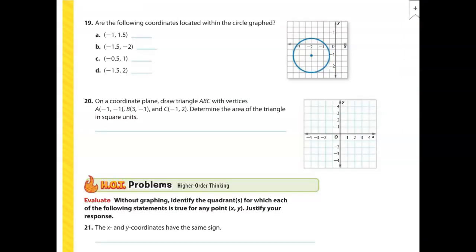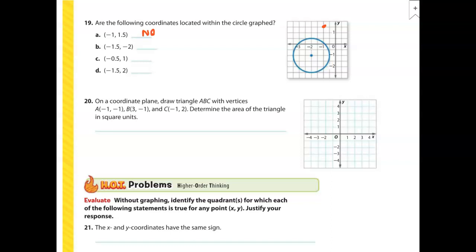Okay, number 19 says, are the following coordinates located within the circle graphed? So you're going to find the point and then say yes or no whether they're inside the circle. We'll do the first one together, -1 and +1.5. So if I go to -1 and then I go up to 1.5, is that inside the circle? The answer is no.